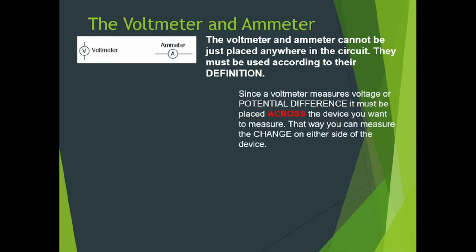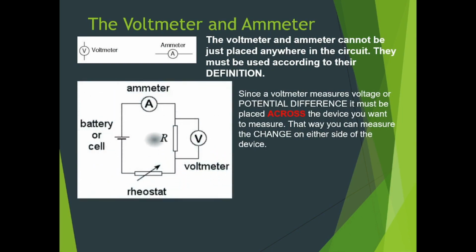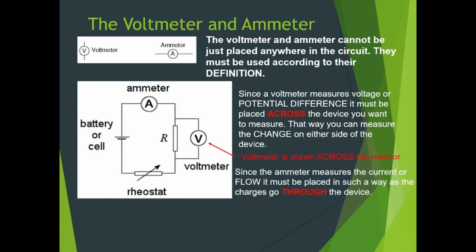Since a voltmeter measures voltage, or potential difference, it must be placed across the device you want to measure. That way you can measure the change in voltage across the device. The voltmeter is drawn or connected across the resistor. Since the ammeter measures the current or flow, it must be placed in such a way that it can sense the flow of charges. It is connected in series where the charges go through the device. Current goes through the ammeter.